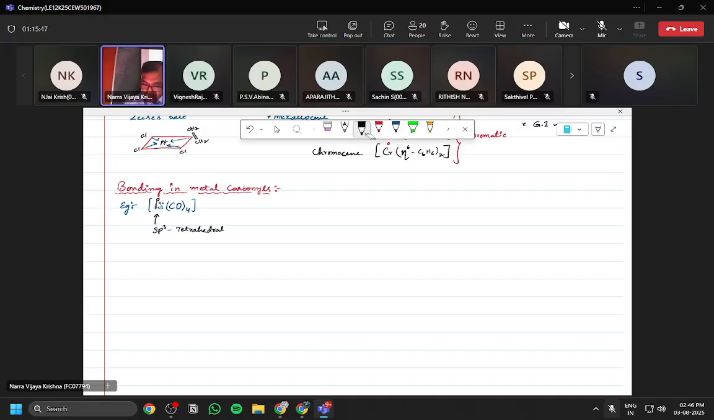Now, if it is tetrahedral, how will it split up? E and T2, for a tetrahedral complex. So now the configuration becomes e4, t2 6. Correct? Any unpaired electrons? So it is diamagnetic, and mu equals 0 Bohr magneton. Any questions?